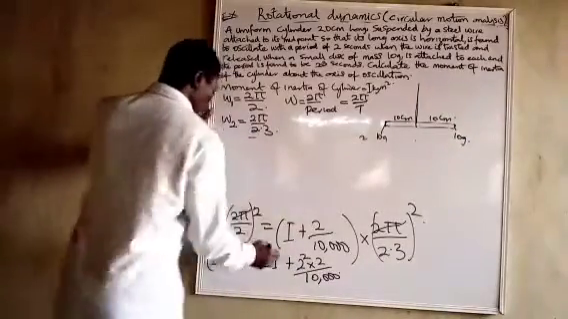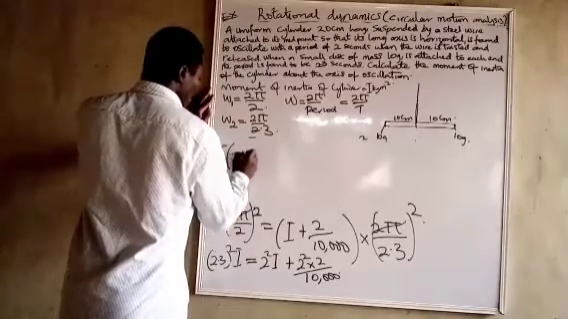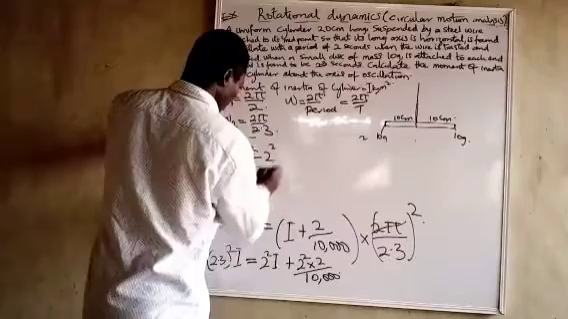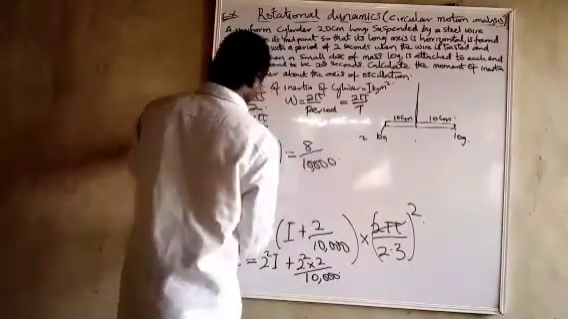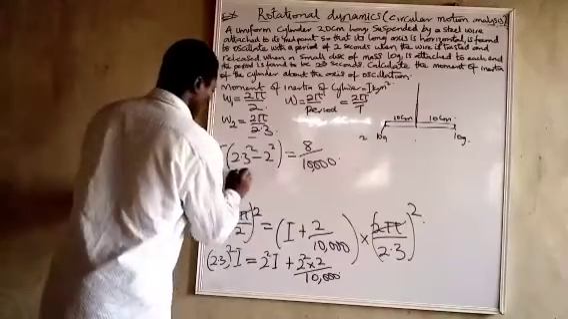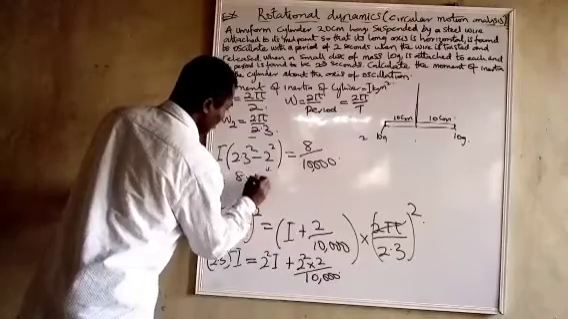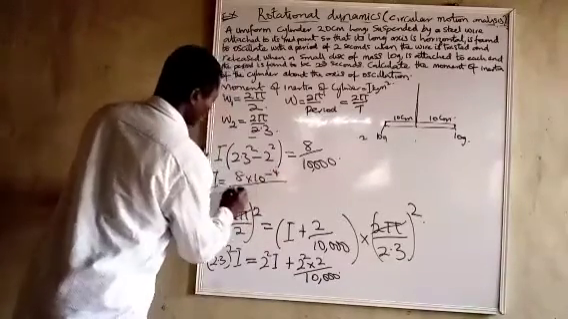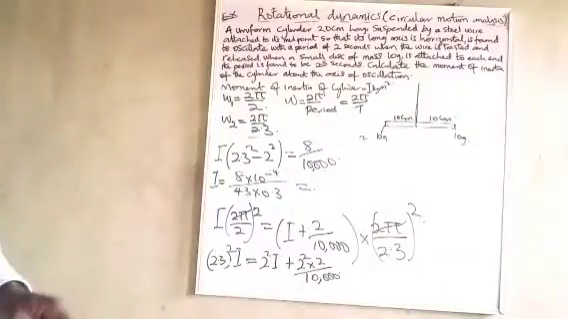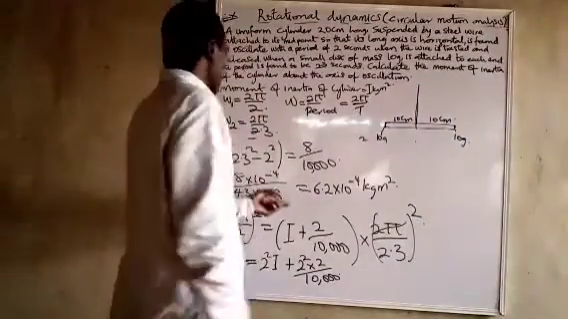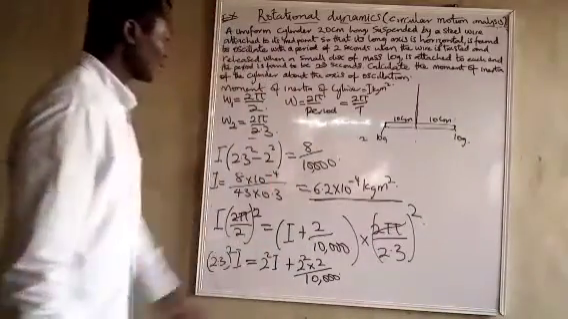So you can see. Now subtracting 2 squared I from both sides, I'm going to have I into 2.3 squared minus 2 squared is equal to 8 over 10,000. So I will be equal to 8 times 10 raised to the power minus 4 divided by 4.3 times 0.3. And what would that give me? So our I is equal to 6.2 times 10 raised to the power minus 4 kilogram meter squared. That's the answer.